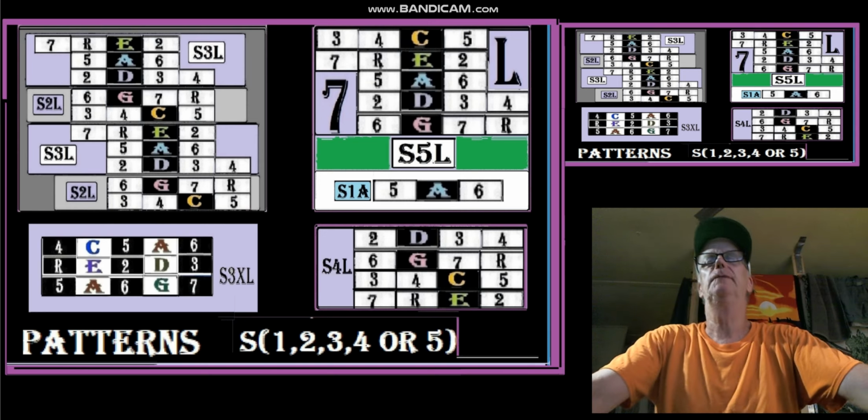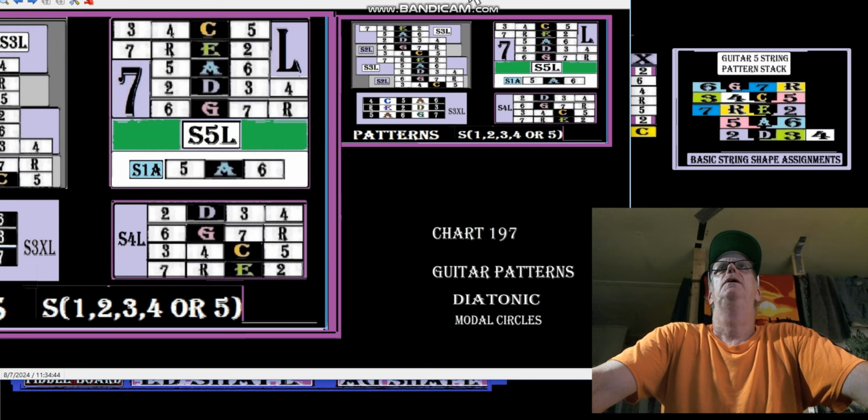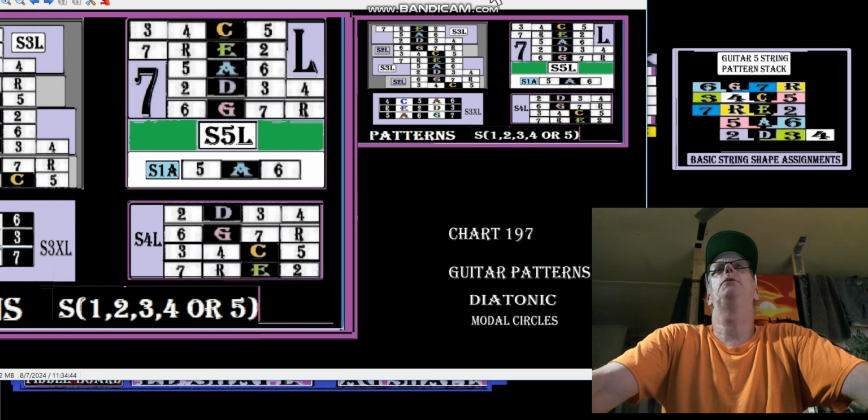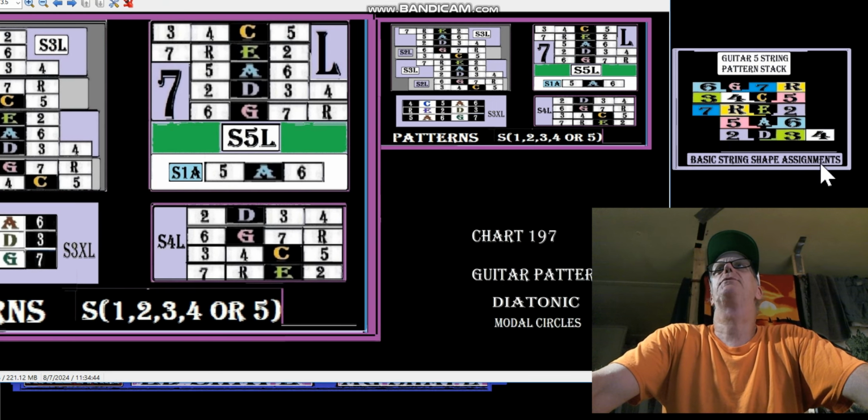Plus I worked out. So here's the thing of the patterns. Guitar patterns, diatonic, modal, circles. Here we have string shapes.